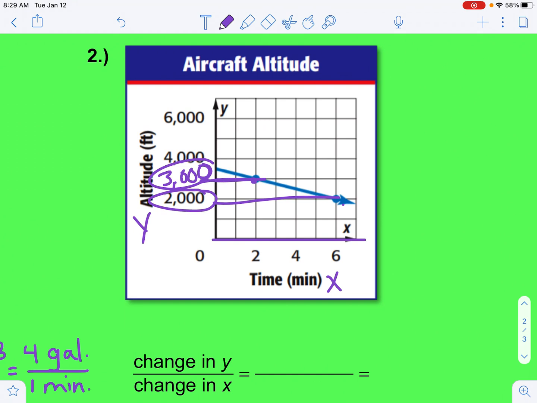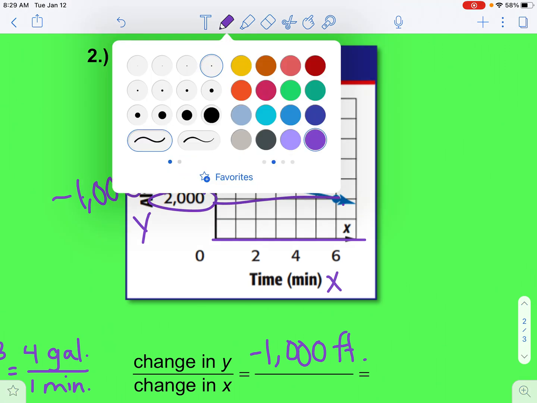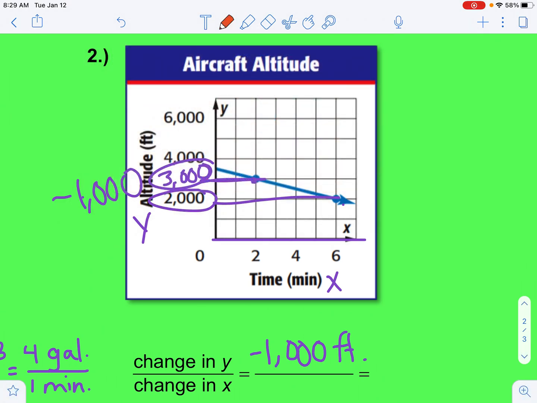So from 3,000 to 2,000, what is happening? Right, we're going down. We're going down 1,000. Alright, so that is our change in y, a negative 1,000 feet. So our aircraft must be slowly descending and coming back to land. Alright, now let's find our change in our x value.